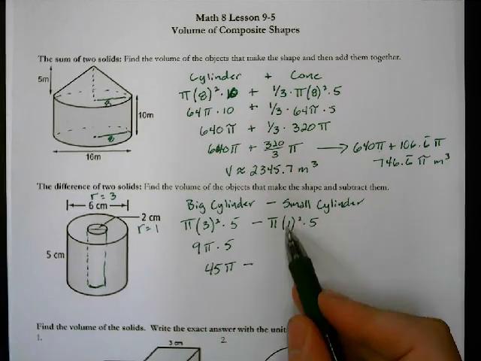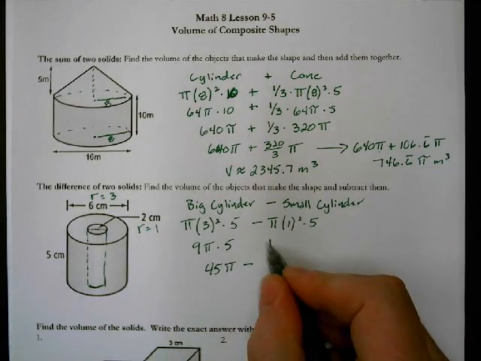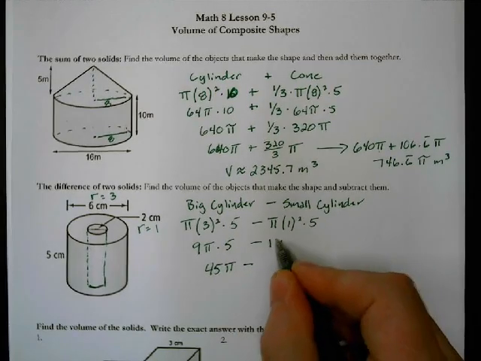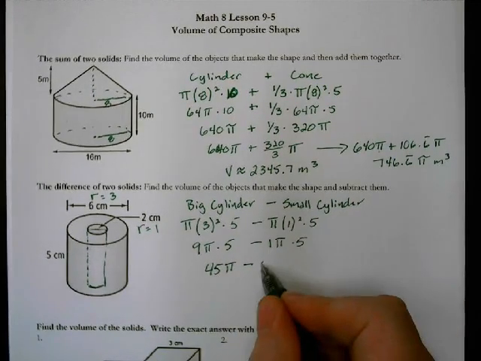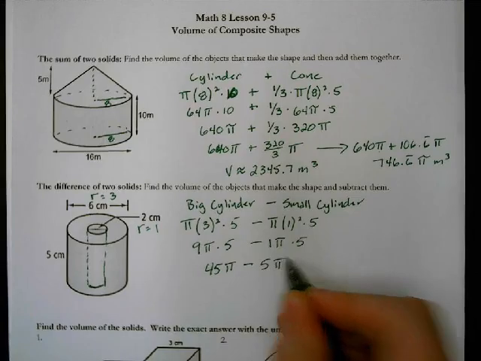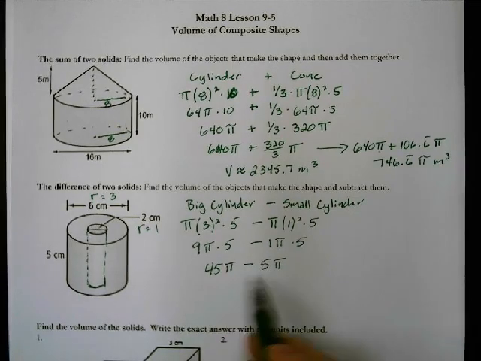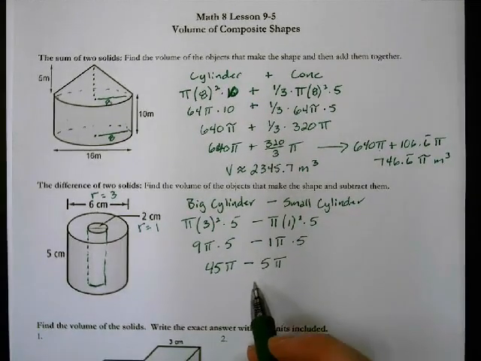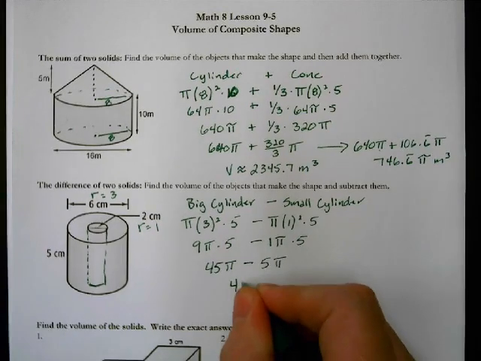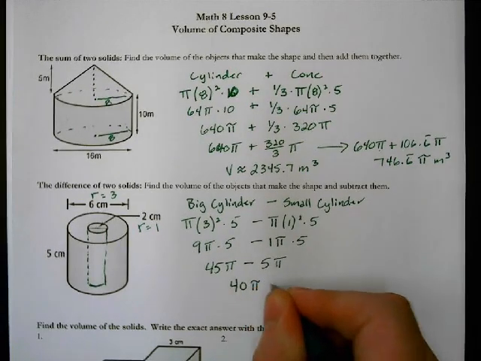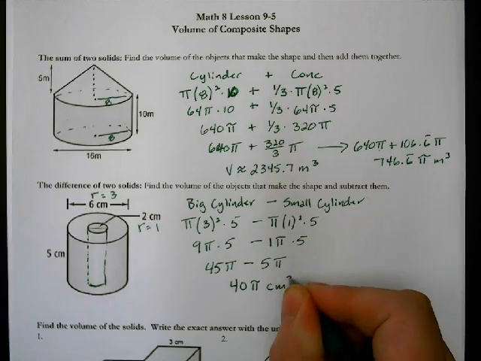Over here we got 1 squared. So 1 pi times 5 is 5 pi. So if I've got 45 pies and I take away 5 pies, I've got 40 pies left. So 40 pi centimeters cubed would be my exact answer in terms of pi.